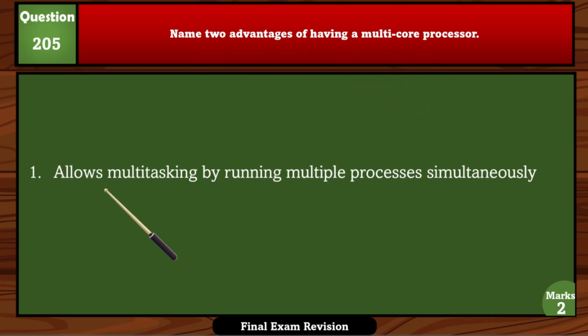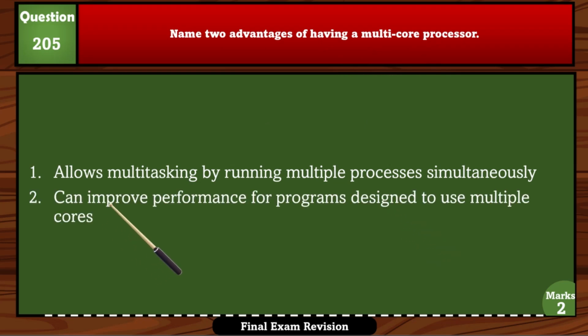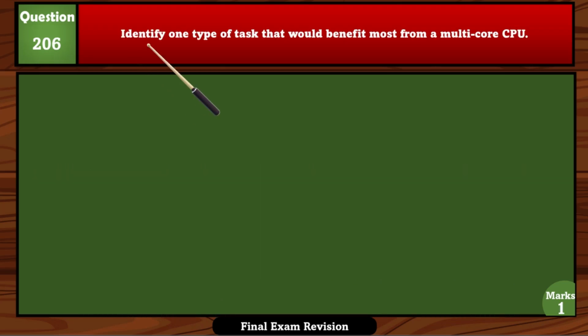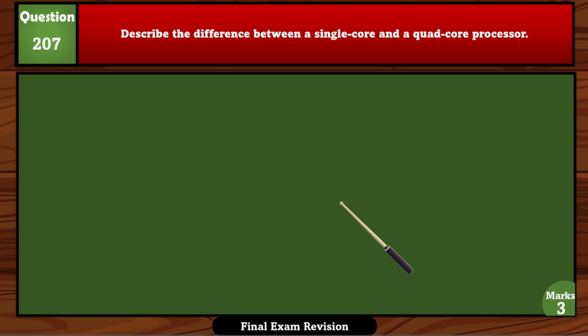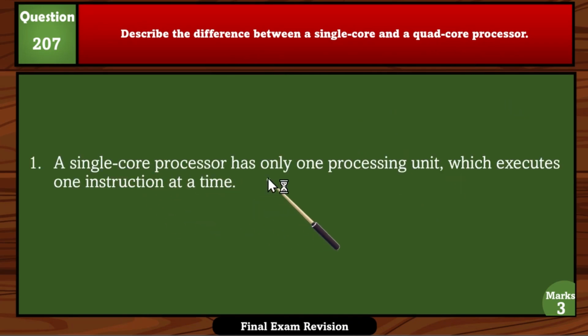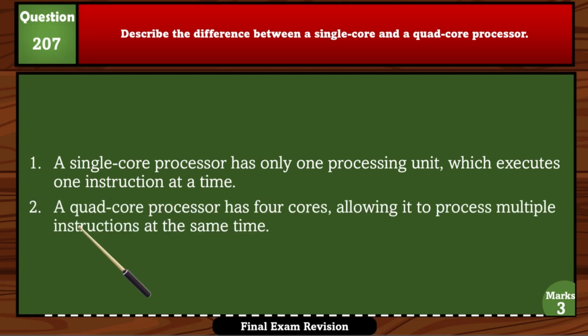Question 205. Name two advantages of having a multi-core processor. Number one, it allows multitasking by running multiple processes simultaneously. Number two, it can improve performance for programs designed to use multiple cores. Question 206. Identify one type of task that would benefit most from a multi-core CPU. So video editing or 3D rendering, these types of tasks will benefit more from multi-core CPUs. Question 207. Describe the difference between a single core and a quad-core processor. A single core processor has only one processing unit which executes one instruction at a time. A quad-core processor has 4 cores, allowing it to process multiple instructions at the same time.